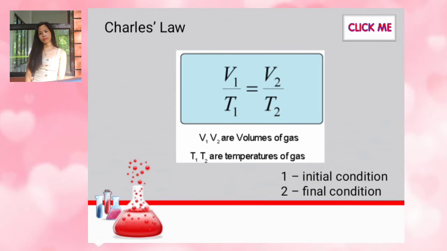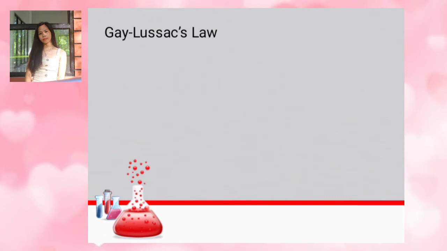This is the formula of Charles' law. V1 over T1 equals V2 over T2. The V1 and V2, ganun pa rin, are the volume of gas. The T1 and T2 are the temperature of gas. One is initial condition, two is final condition.